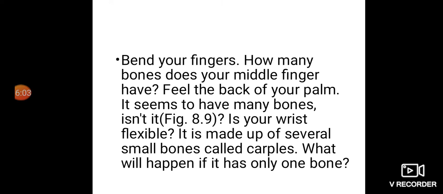So let's take a look at the human endoskeleton. The human skeleton has 6 main parts. How many main parts? 6 main parts. One is the skull, the backbone, in other words called the spine or the vertebral column, the rib cage, the shoulder bone, the hip, in other words called the pelvic bone, and the limbs. So the human skeleton has 6 main parts.